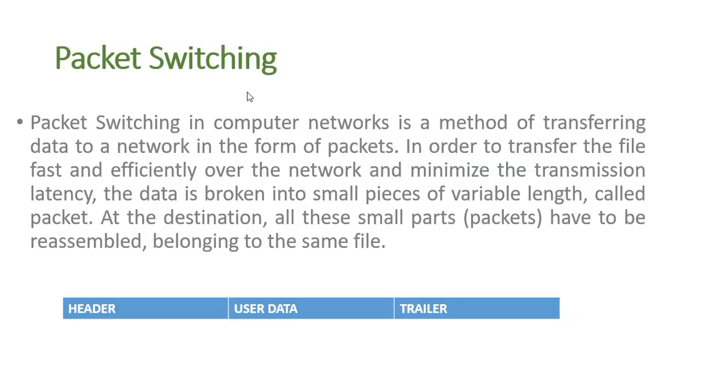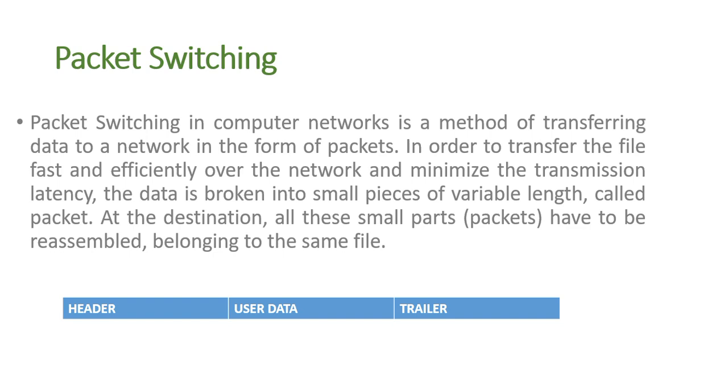As far as computer networks are concerned, it is a method of transferring data in the network. While transferring the data, we have to see that it is fast, efficient over the network, and takes minimum time. In order to do that, we have to break the data into smaller pieces. To send the data faster, the messages have to be broken down into smaller pieces. That small piece we call a packet, and if you break down the data and send it, it can reach faster. This is the technique behind packet switching.